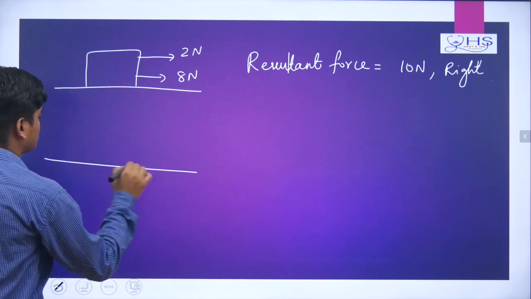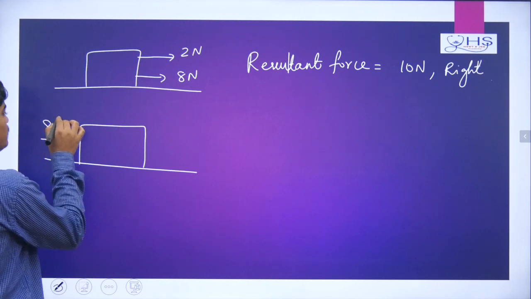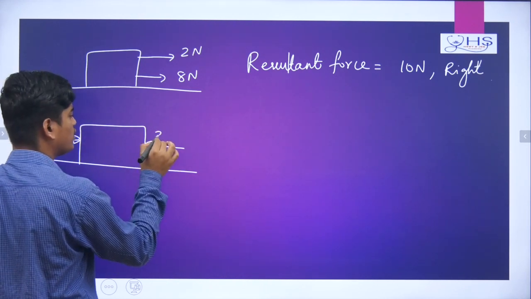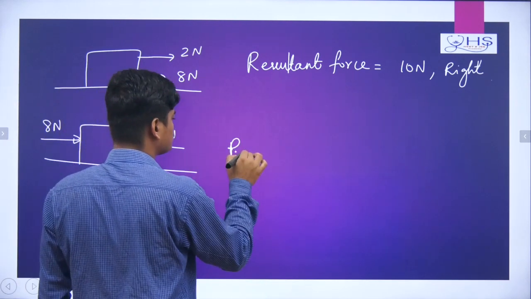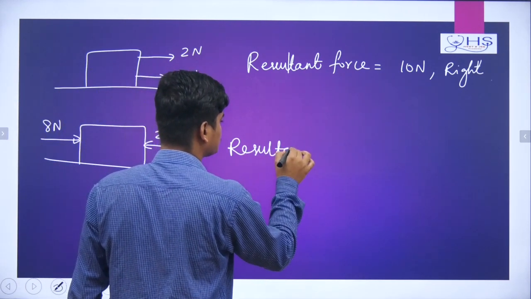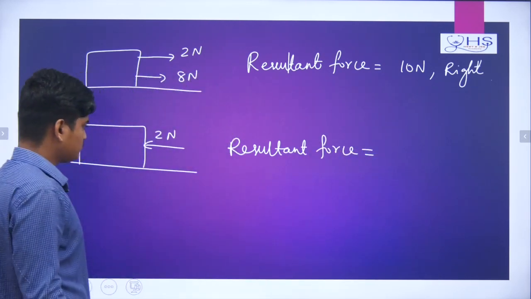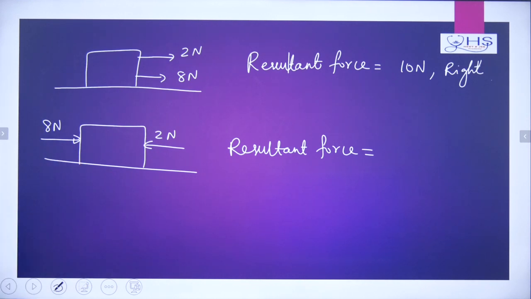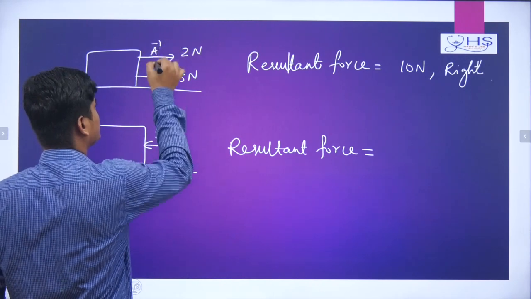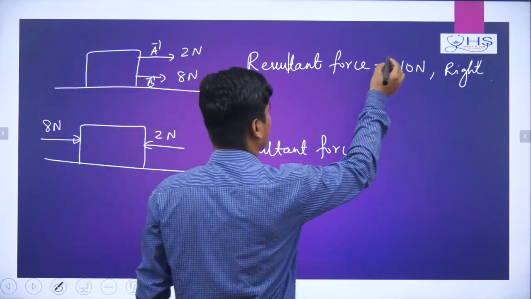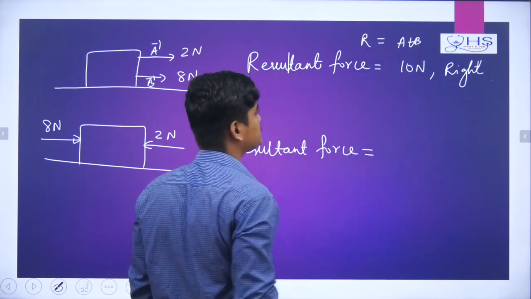Now here, if 8 Newton is in this direction, and 2 Newton in the opposite direction, then we have to find the resultant force. Here subtraction will happen. How is it coming actually? It is like A vector and B vector, and this is your R vector you are finding. So what you are doing here? R equals A plus B, because you are finding the magnitude.